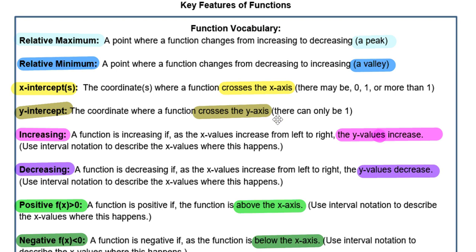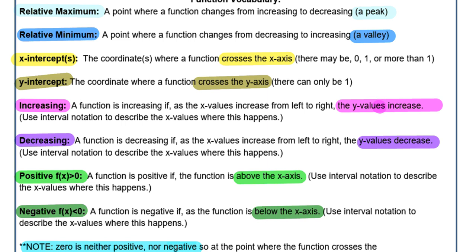There will only be one y-intercept because this is a function that must pass the vertical line test, so it can only cross the y-axis once. We may have several x-intercepts, but we will only have one y-intercept. Increasing is where our graph is going up the page, where the y values increase. That means your graph is going up, increasing, going up, decreasing, going down.